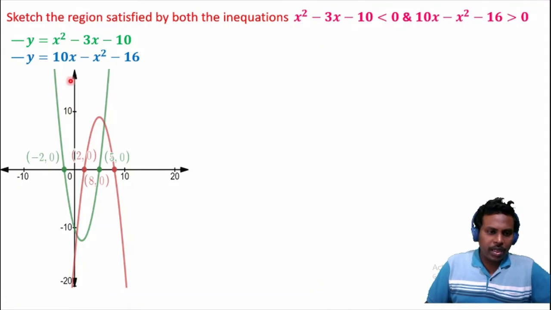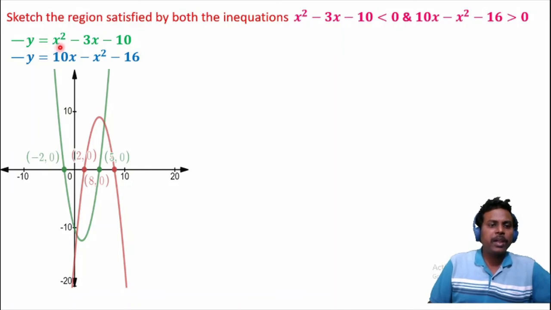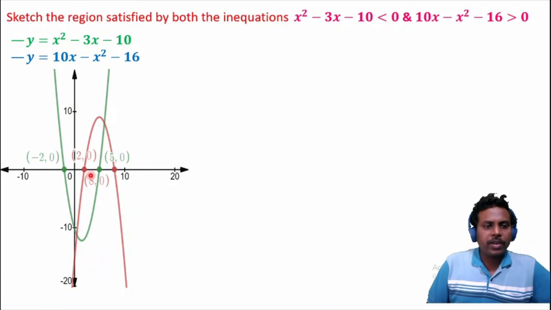You can observe here the values in between minus 2 and 5. These minus 2 and 5 are precisely the zeros of x square minus 3x minus 10. You can substitute x is equal to minus 2. Minus 2 whole square is 4, 4 minus 3 into minus 2 is plus 6, 4 plus 6 is 10, 10 minus 10 is equal to 0. And 5: 5 square is 25, minus 3 into 5 is 15, minus 10 is equal to 0. So these are the zeros, minus 2 and 5.